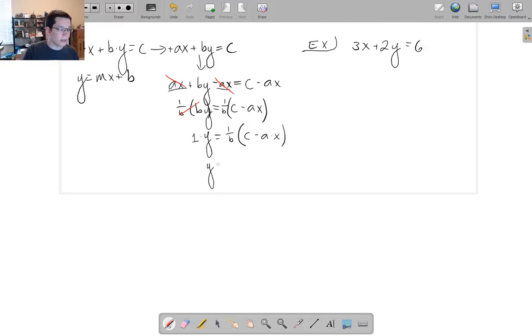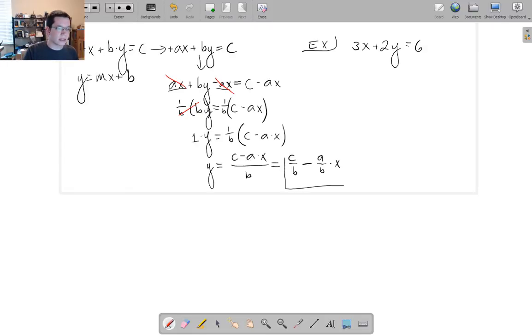Now I have y equals, and I'm going to put all of this on top of the fraction because I like it a little bit better that way for now. c minus a times x divided by b. But now that's not a proper fraction. So we're going to do c over b minus a over b times x. And I can move the x off the top because it's all multiplication.